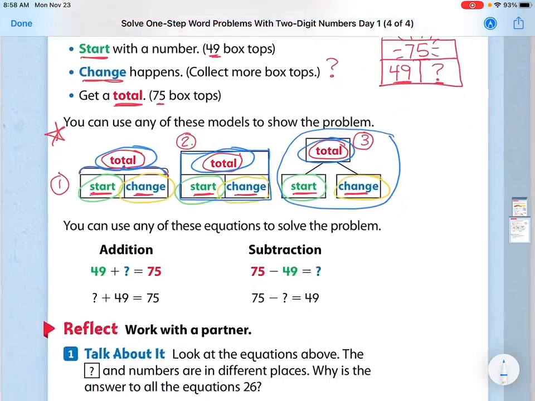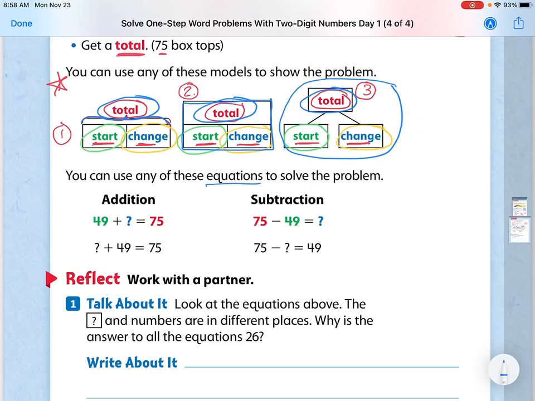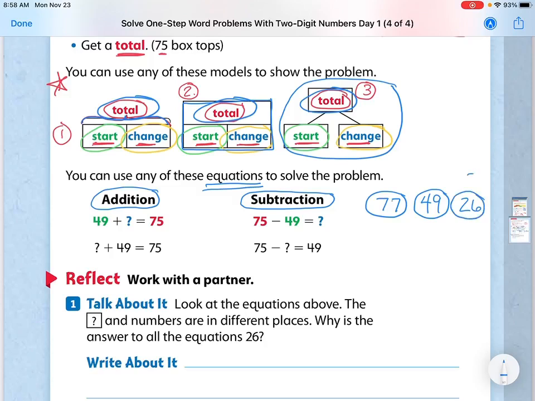Okay, so now we're going to take a look at solving the problems using equations, all right? So we have some addition equations to look at for this fact family, and we have subtraction equations for the fact family. I'm just going to, over on the right side here, show you the three numbers that we have in our fact family. We have 75 as one of our numbers. We have 49 as one of our numbers. And we found out that the third number was 26. Okay, so that's the third number, or that was also the question mark number. That's the one that was our change, our unknown.